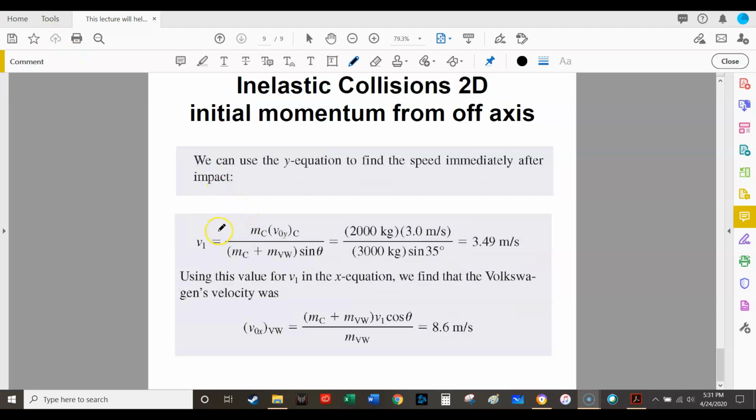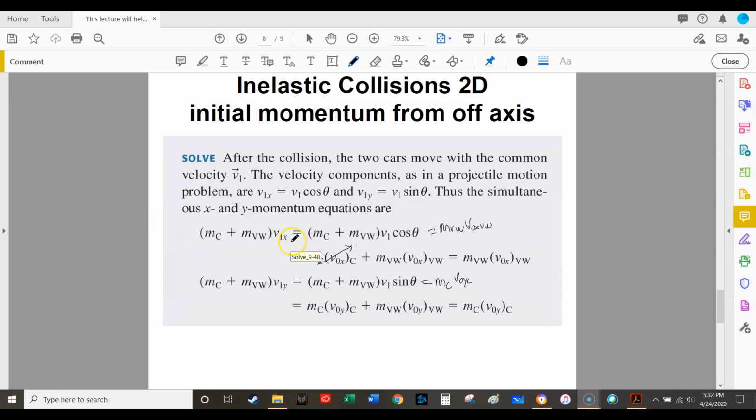Then what they want is the final momentum after the impact. So they're going to use that y direction momentum. We know the momentum of the Cadillac: the mass of the Cadillac is 2,000 kilograms, and it's 3 meters per second. That's equal to the combined masses, the mass of the Cadillac plus the mass of the Volkswagen, times their final velocity combined, sine of 35 degrees.